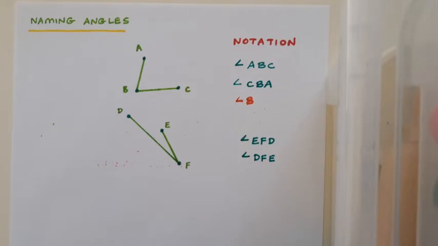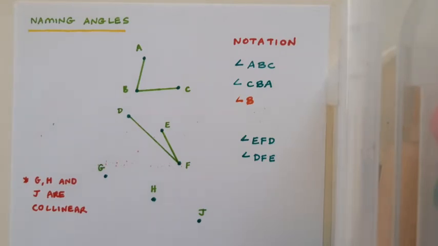It would also be correct to call this angle the angle DFE. Both of these names are acceptable. Here I've marked 3 more points on my plane, the points G, H and J. G, H and J are collinear.